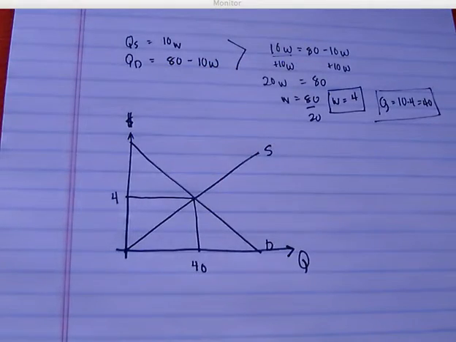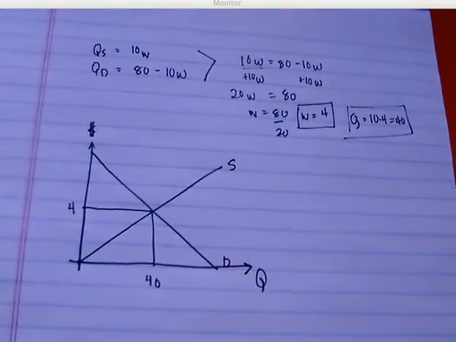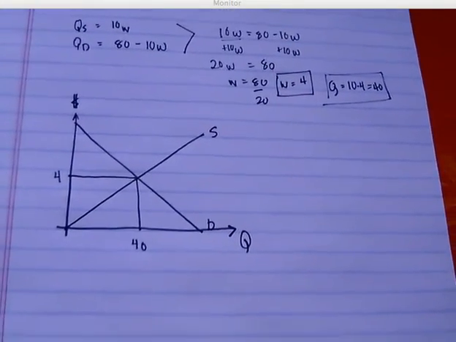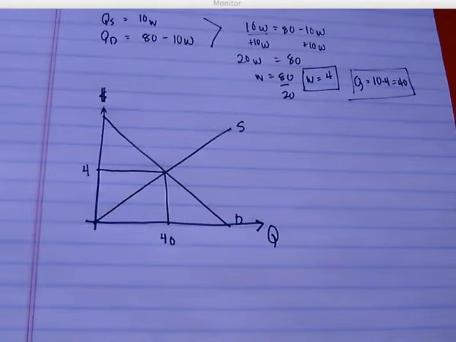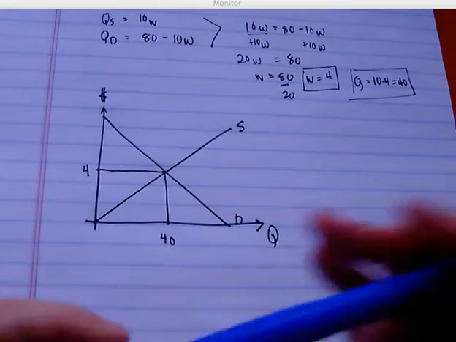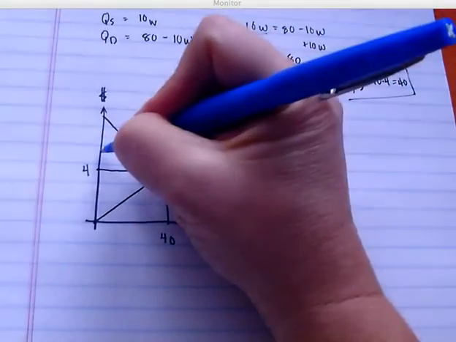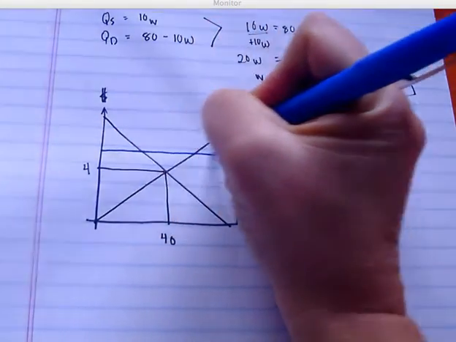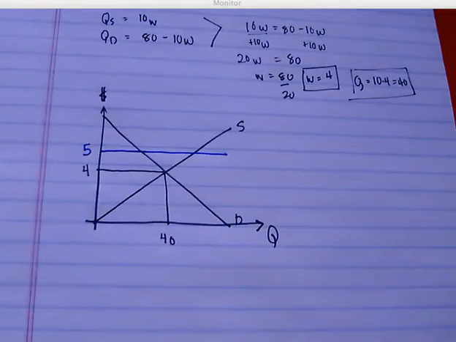Okay, so the first thing is to look at, oops, sorry about that, hit the camera, the wage subsidy. Sorry, not the wage subsidy. First, we're going to look at the wage floor, the minimum wage. So if we set a minimum wage of $5, what we're saying is that the price cannot go below $5. So here's our $5 price floor. We're saying it can't go below that.